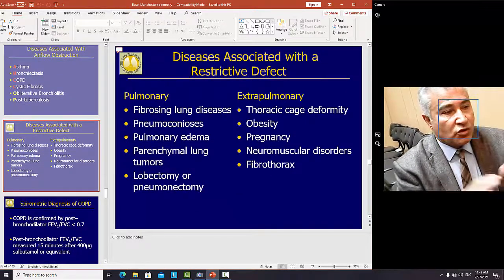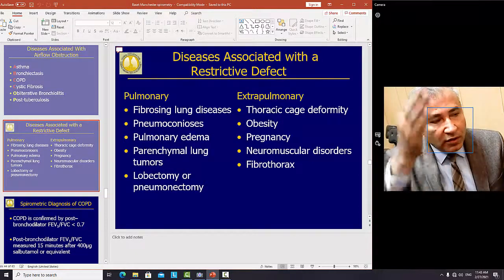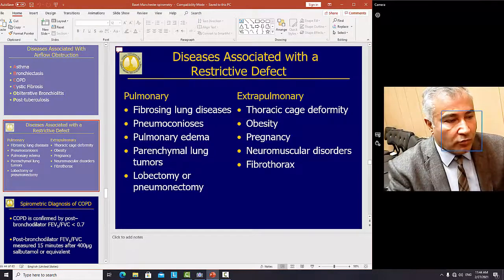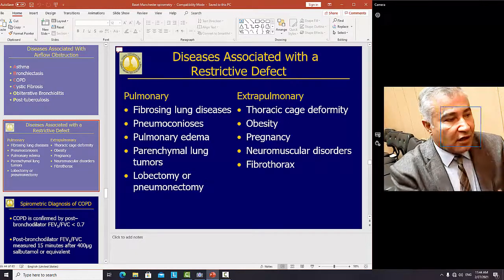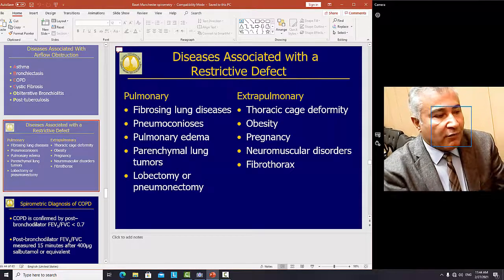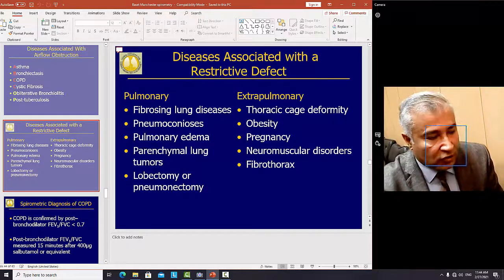What are the diseases associated with restrictive defect? Restrictive defect is either intrapulmonary or extrapulmonary. Extrapulmonary: thoracic kyphoscoliosis, vertebral column, pregnancy, neuromuscular disease. Intrapulmonary: fibrosing lung disease, pneumoconiosis, pulmonary edema, parenchymatous lung tumor, and lobectomy or pneumonectomy.